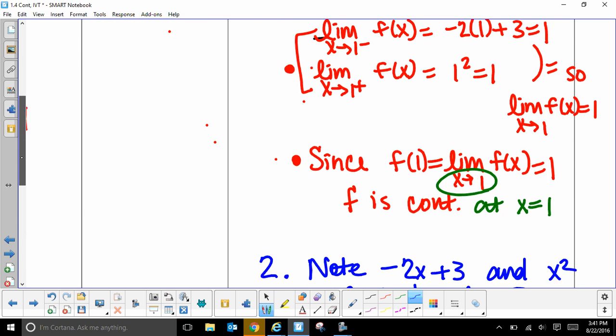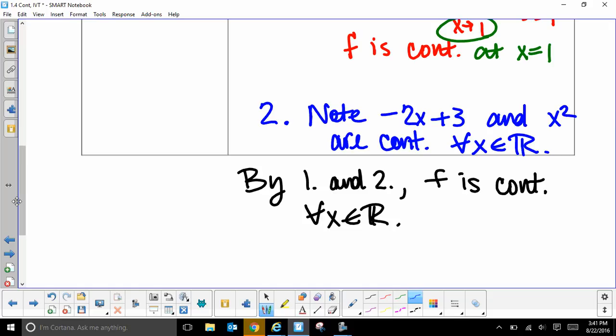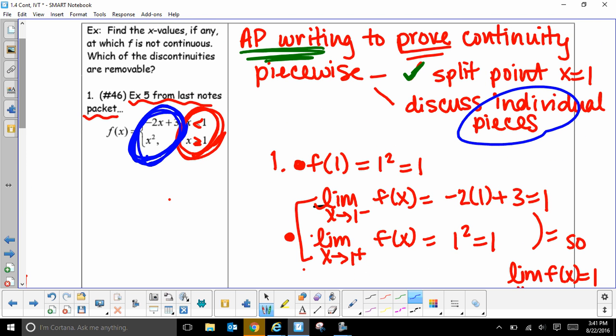Do a bulleted list, do a numbered list, but it is by no means the only way to do your writing. You need to write how you feel comfortable, and then you need to go back and address, did I prove that it was continuous at the split point? And that involves a 3-part definition of continuity. Then, did I discuss that the pieces were okay on their own? And then, did I tie it together? So I guess the last step would be a tie together, if they're all coming out okay. Okay?